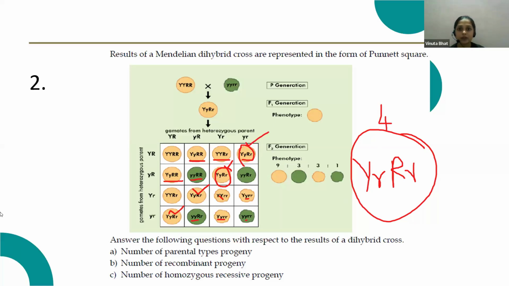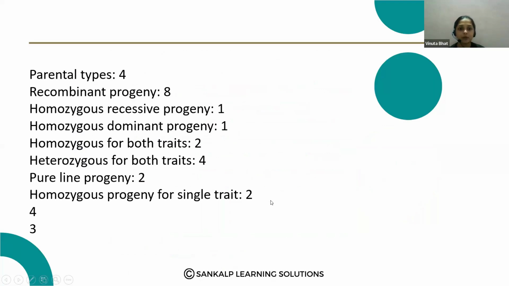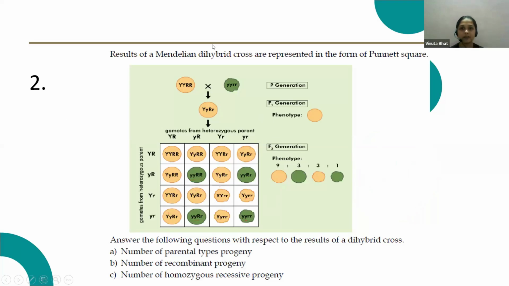Heterozygous for both the conditions, heterozygous progeny for both the traits. Number of pure line progeny: pure line means those which are not having the heterozygous condition. Those not in a heterozygous condition are called pure line. So this is not a heterozygous and this one is not a heterozygous. Total 2 are not in a heterozygous condition. They are called as pure line.